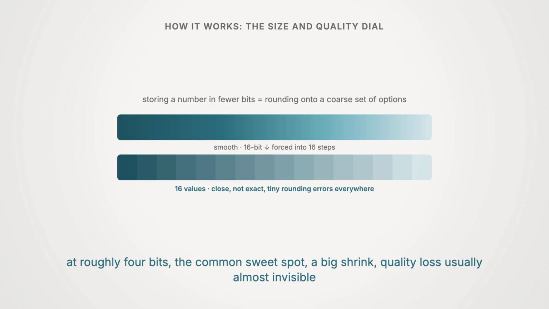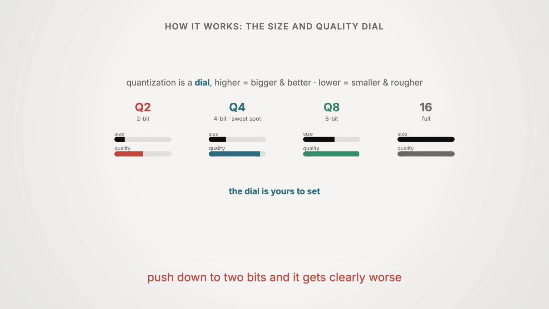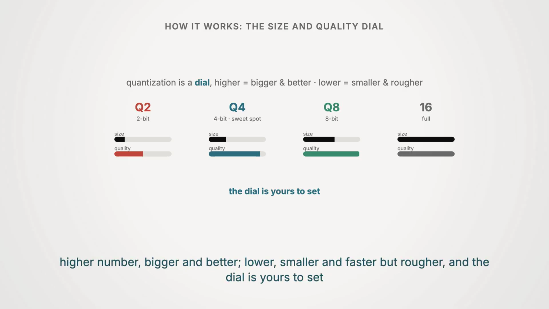So quantization is really a dial. At roughly 8 bits, the model is nearly identical to the original at about half the size. At roughly 4 bits, you hit the common sweet spot, a big shrink with quality loss that is usually almost invisible. Push down to 2 bits and it gets clearly worse. Higher number, more bits, bigger and better. Lower number, smaller and faster but rougher. And the wonderful part is that this dial is yours to set.